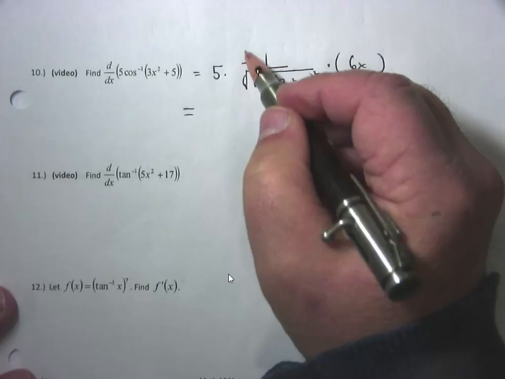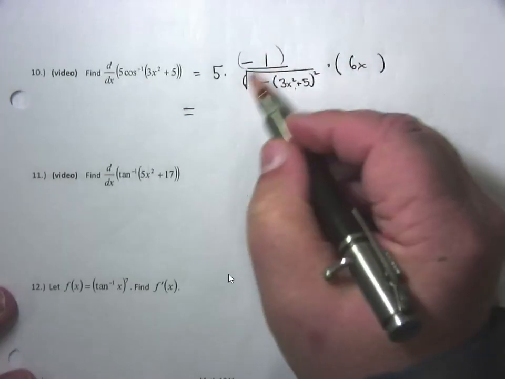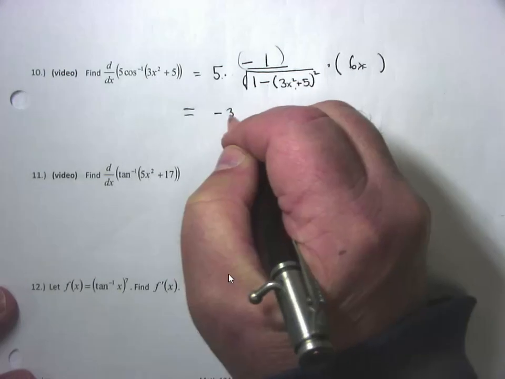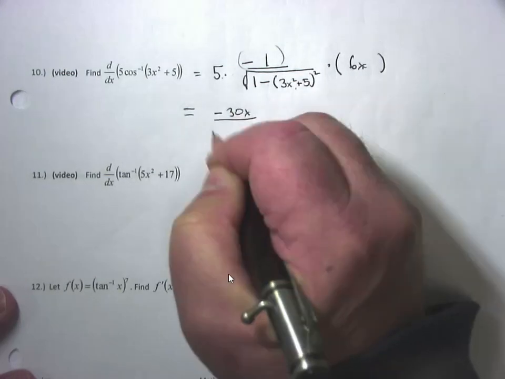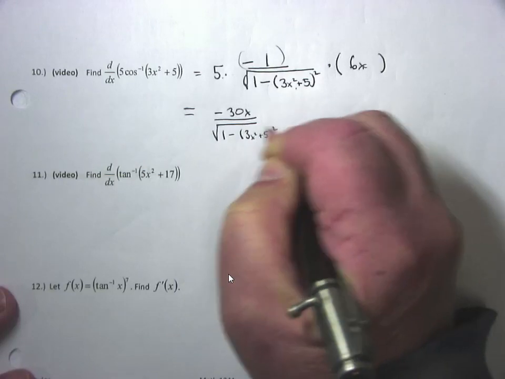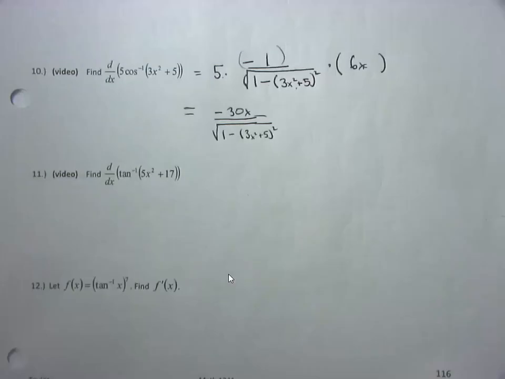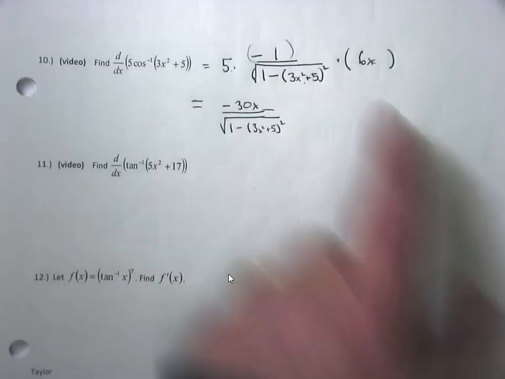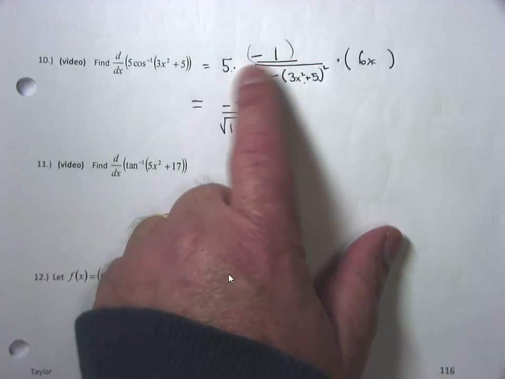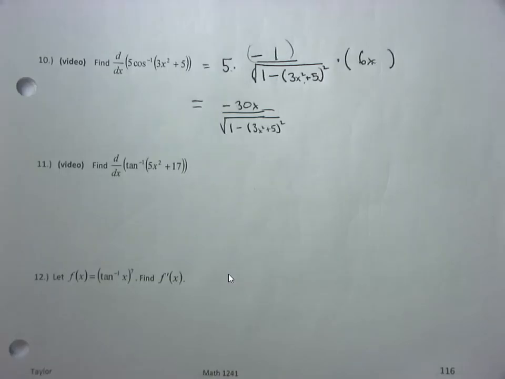Now, if you want that back of the book look, we'll put it all together. This is being multiplied, and that negative 1 is a constant there. 5 times negative 1 times 6x, what makes it what? Negative 30x over the square root of 1 minus parentheses 3x squared plus 5 quantity squared. There's the derivative that looks like the back of the book. But personally, we're real happy if you can give us this. But remember, it's not minus, it's multiplication. It's 5 times the negative 1 over. Okay.